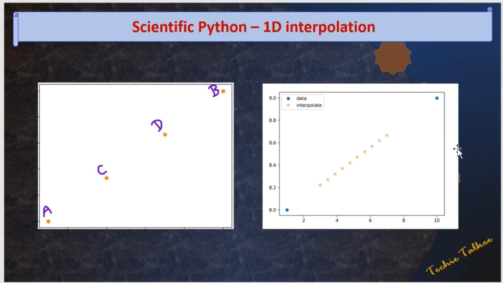Hope you have got a clear picture on how 1D interpolation works in Python.